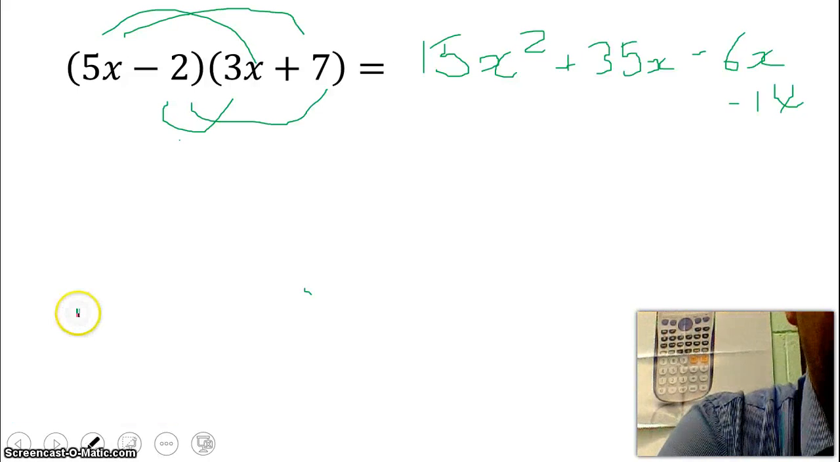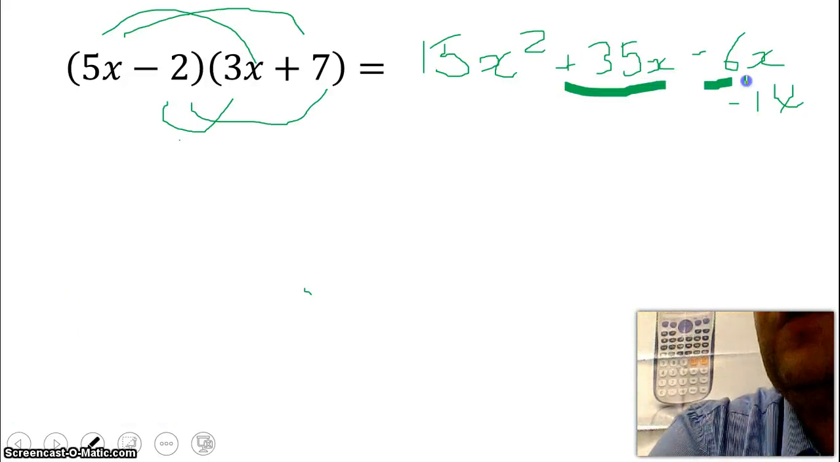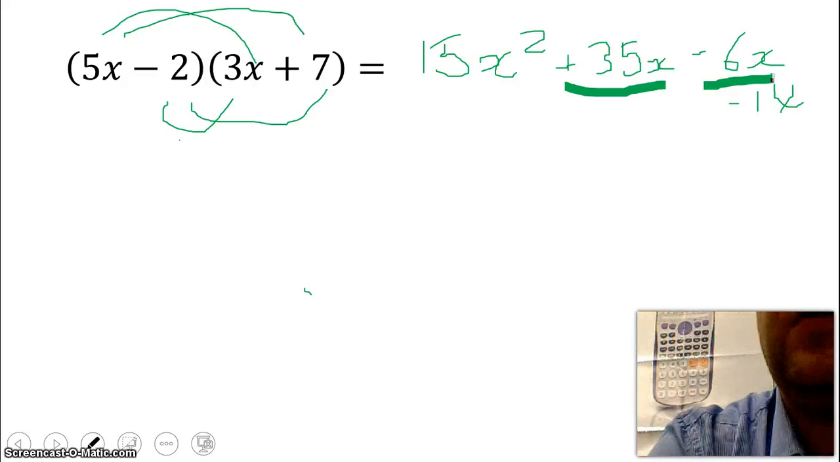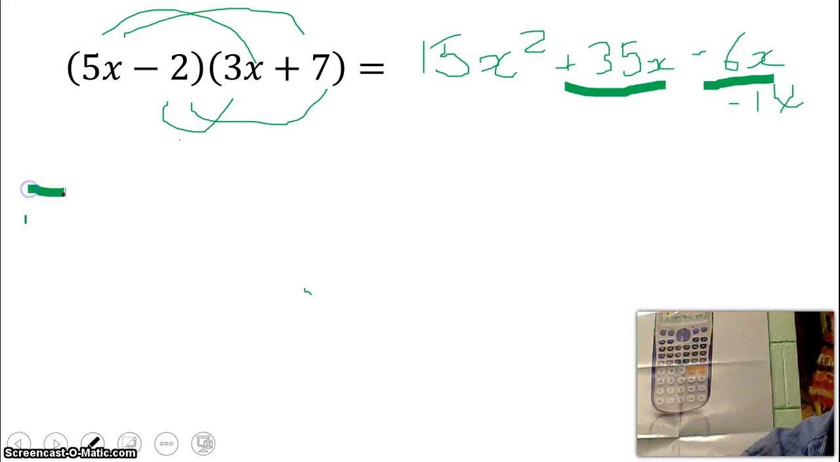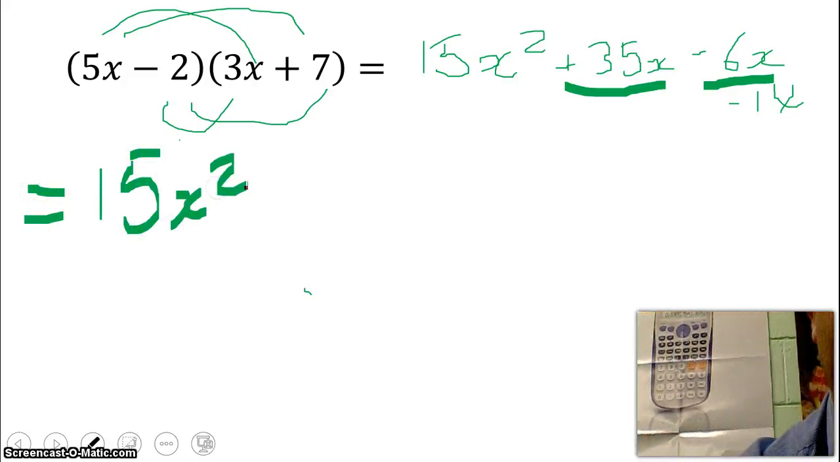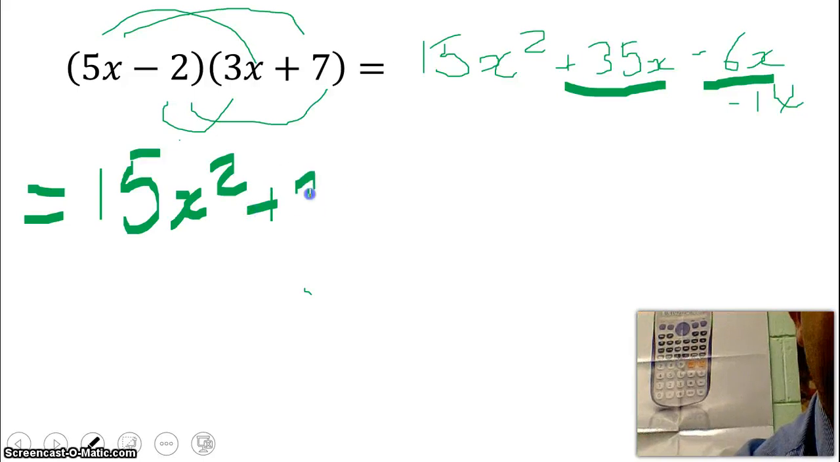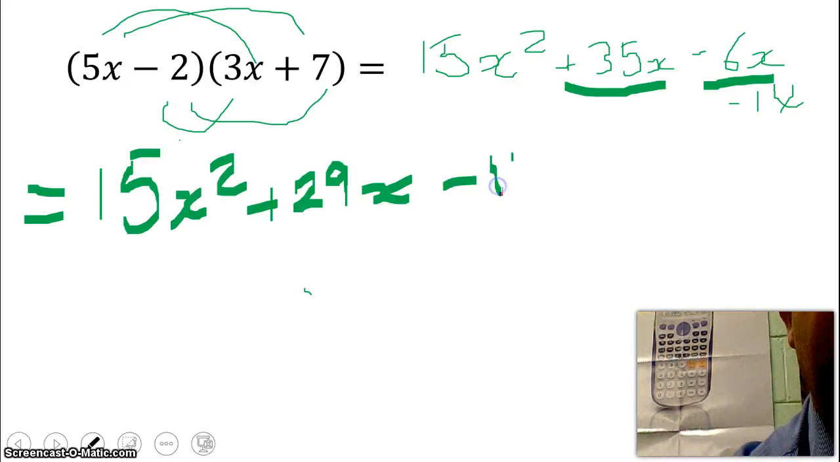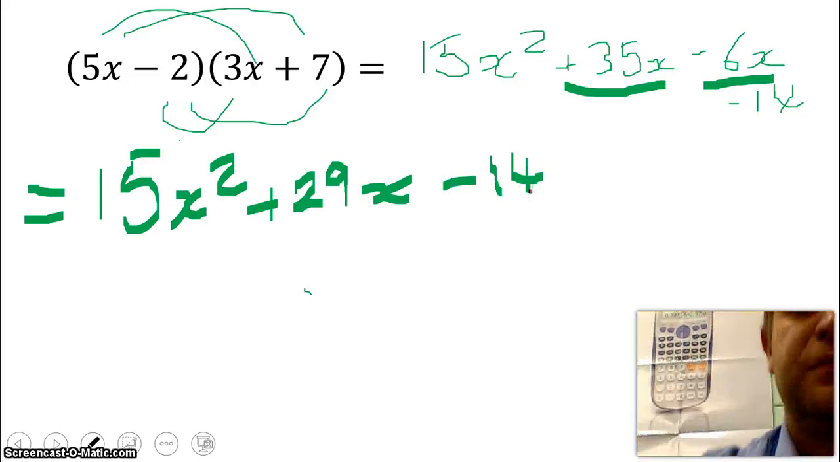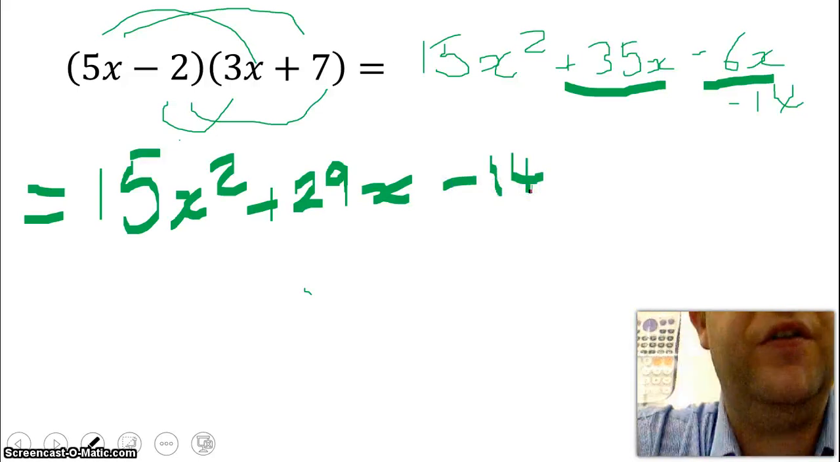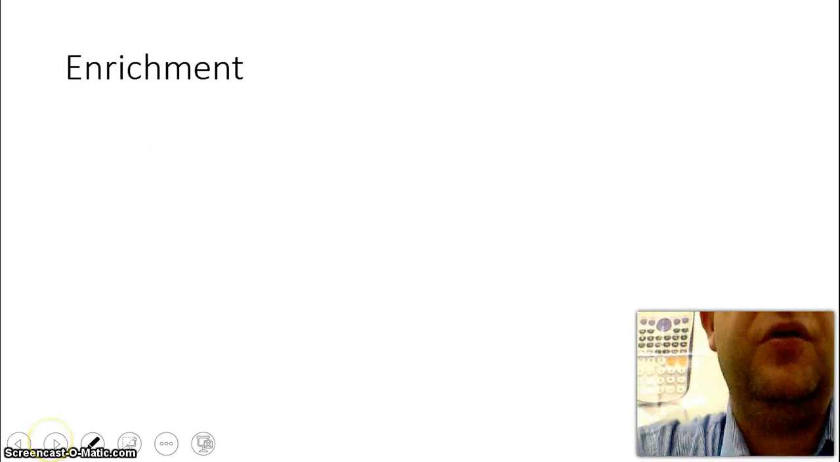Once again, exactly the same process. Key our like terms. 35 take away 6 gives us 29. So we have 15x squared plus 29x minus our 14. Exactly the same process. Don't stress about it. Just look for your like terms to tidy it up.